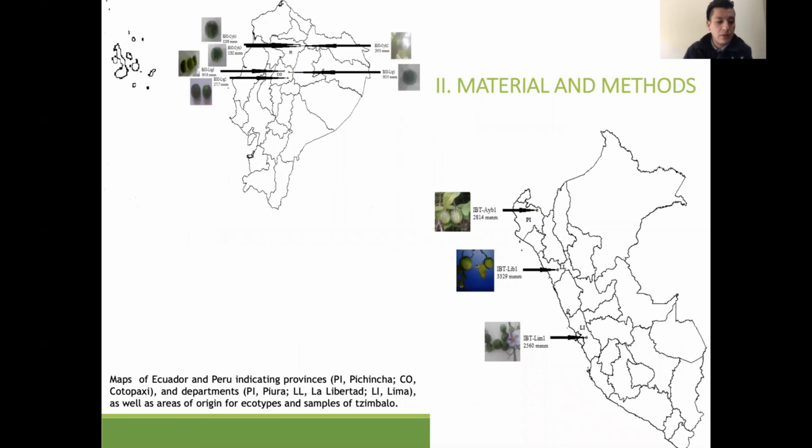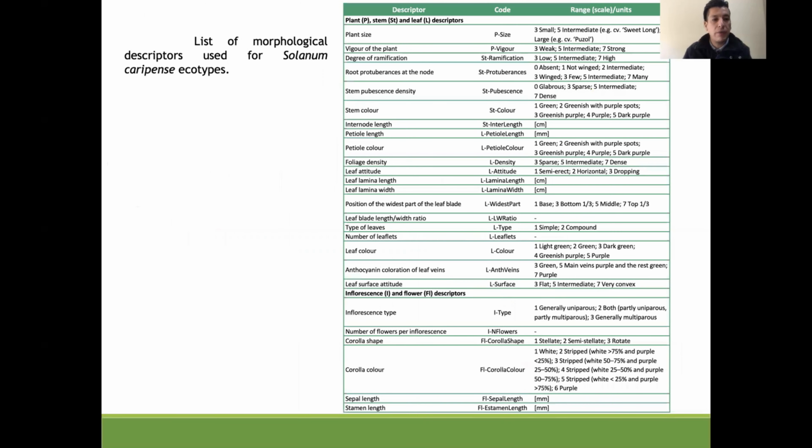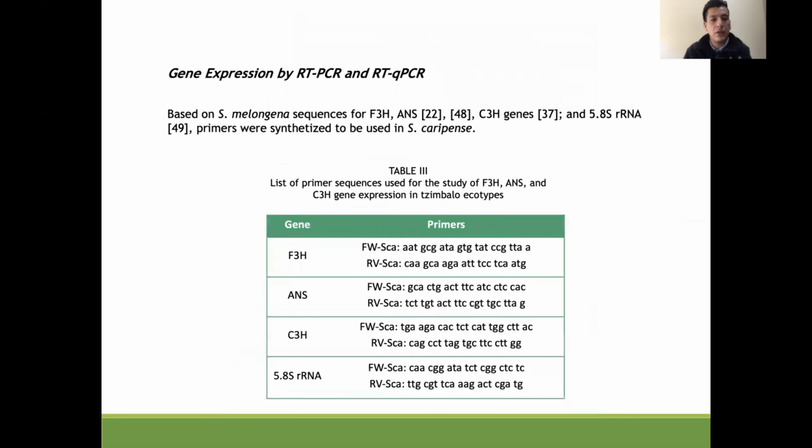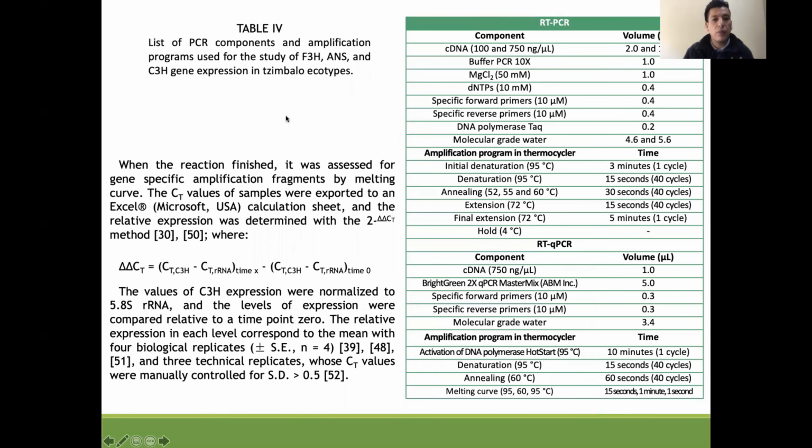Materials and methods. Here you can see the fruits of the ecotypes and the areas of origin in Ecuador and Peru. The list of morphological descriptors used for Solanum caripense ecotypes. Gene expression by retrotranscription followed by semi-quantitative PCR and retrotranscription followed by quantitative PCR. Components and amplification program used for this study.